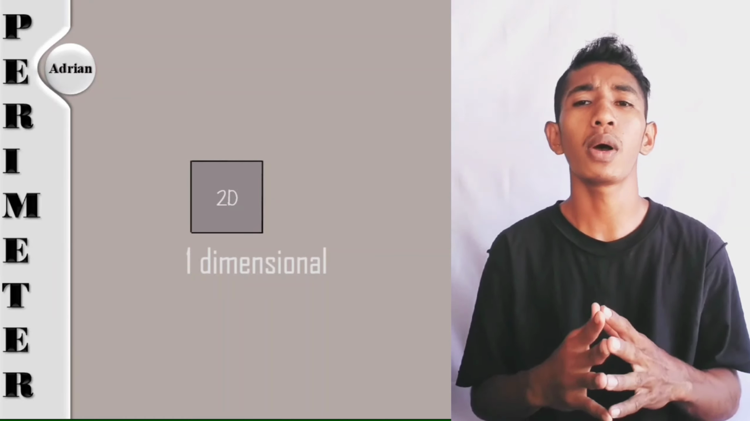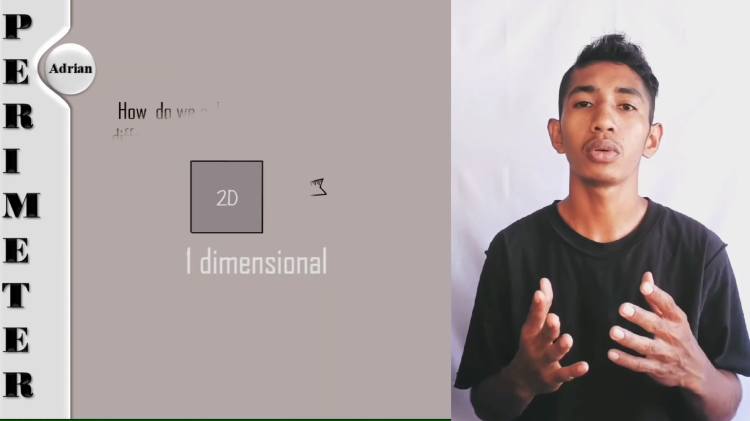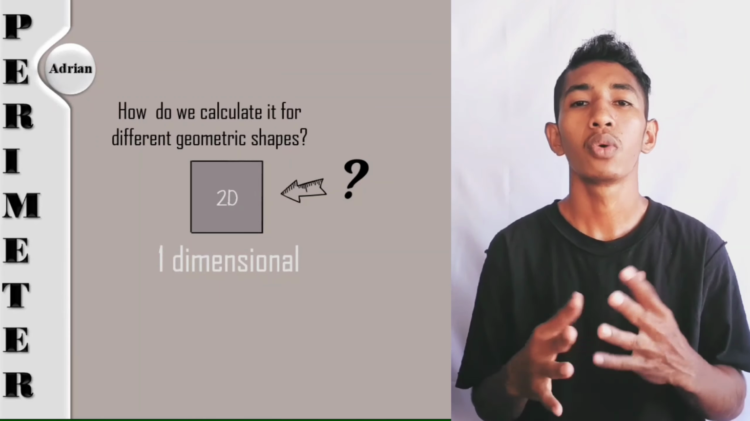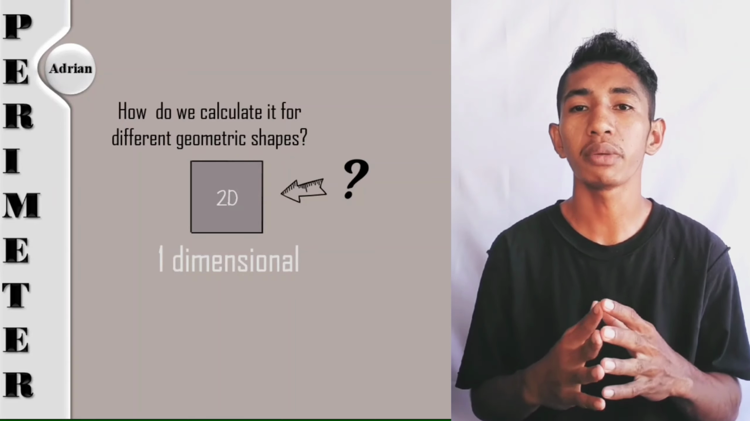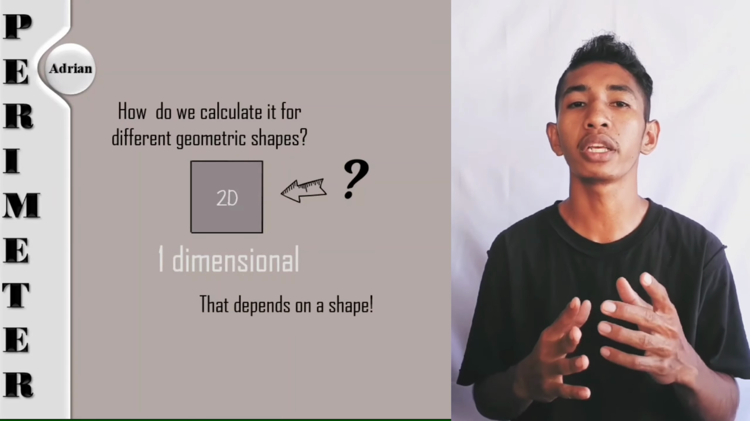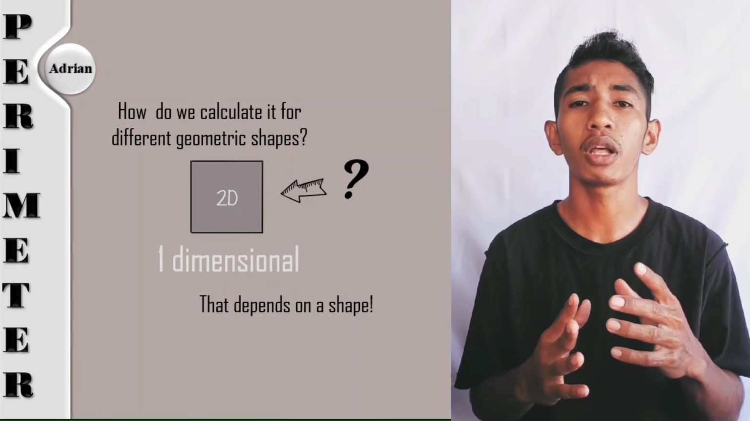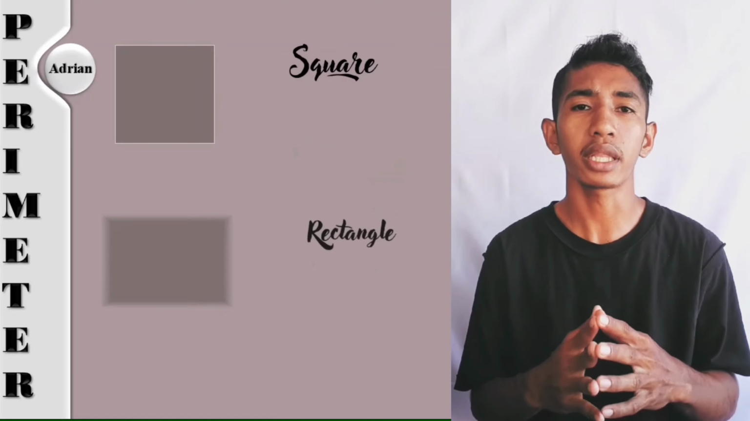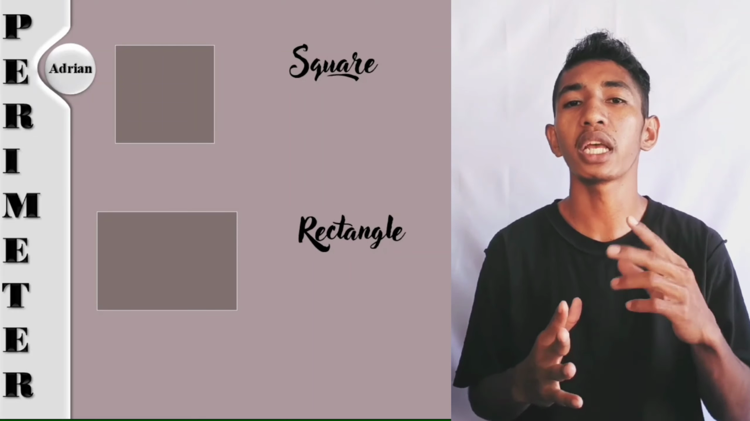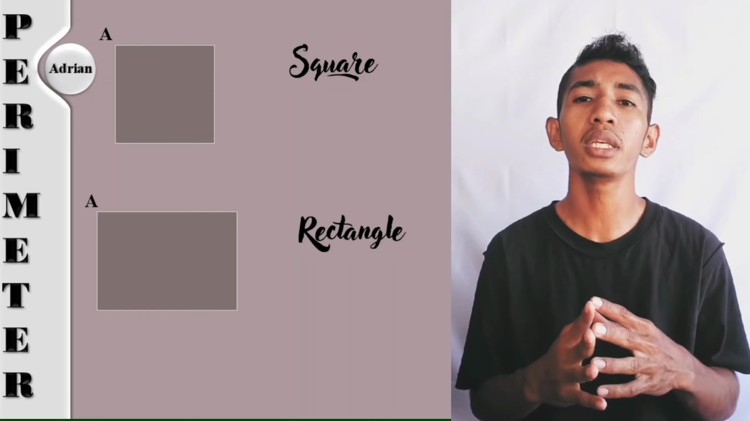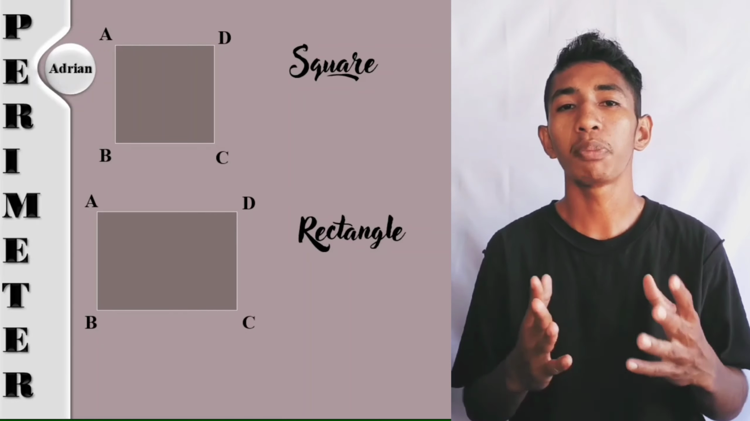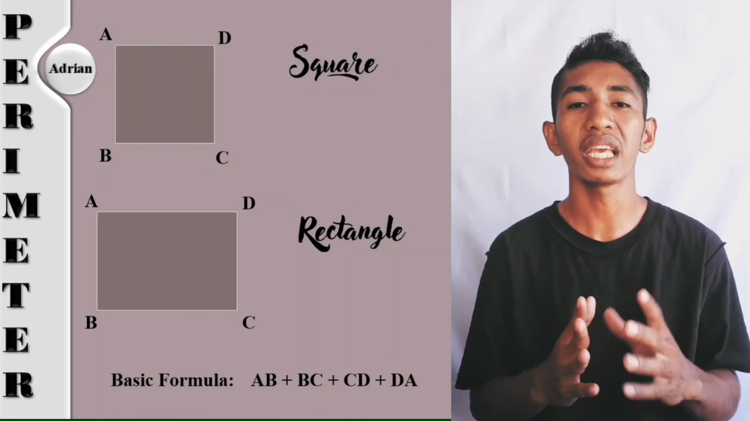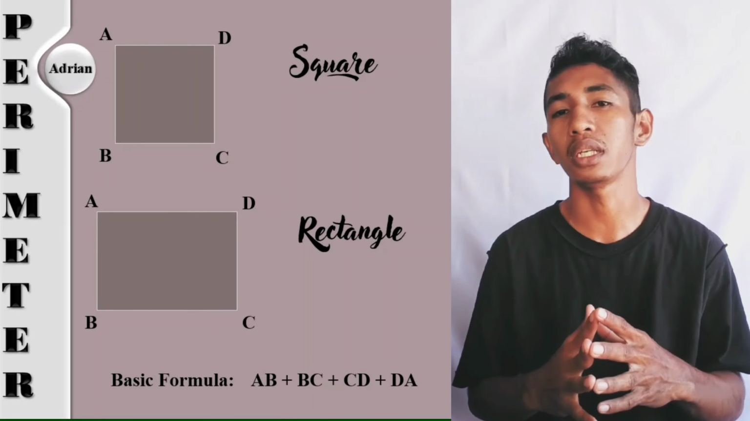Okay, so now you know what the perimeter is. So how do you calculate it for different geometric shapes? Well, that depends on the shape. This time, I will give you some perimeter formulas for flat shapes. Okay, square and rectangle. The picture beside shows the square and rectangle ABCD. So the perimeter of square and rectangle ABCD is AB plus BC plus CD plus DA.